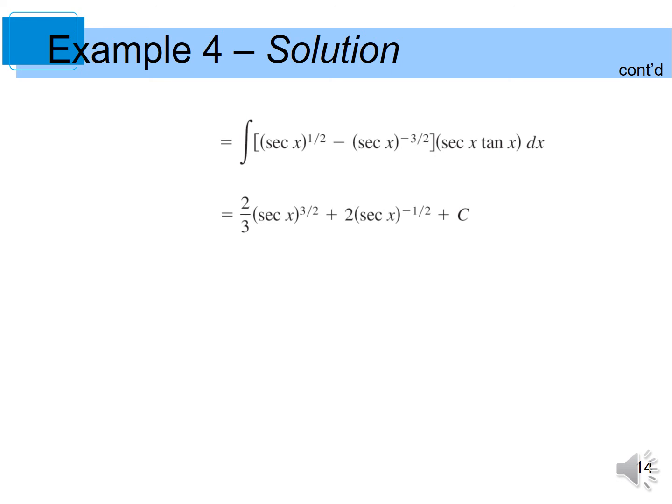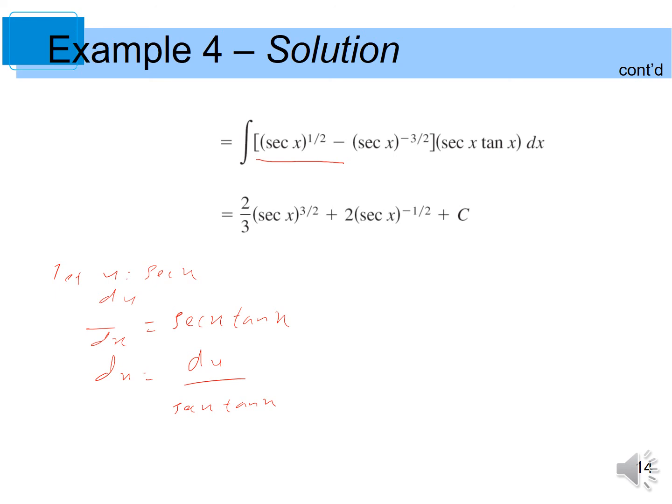Let me show you how to get the first term. For this part, we can let u equal to secant x. So du dx will equal secant x tangent x. So dx will equal du over secant x tangent x. Now we perform the change of variable.